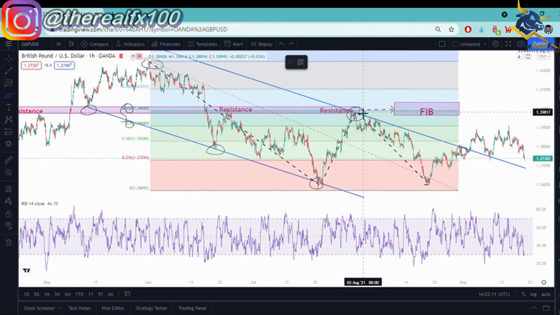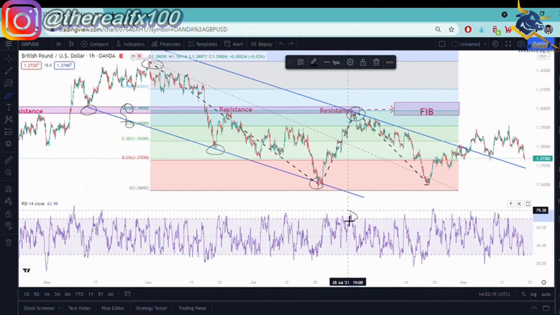This is where the market reversed. This is the Fibonacci level and the resistance level, as I've explained. Now look down here in the RSI, this part here. The market was overbought. Guys, this is so simple. The market was overbought. Now there's a third confirmation. The market is overbought in the RSI.